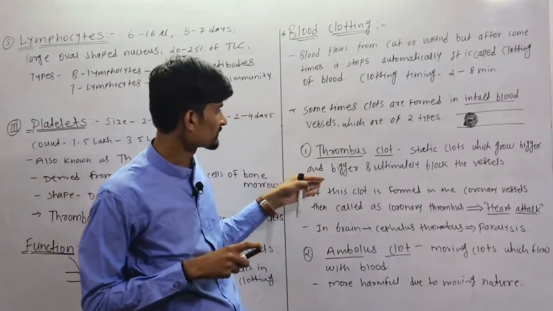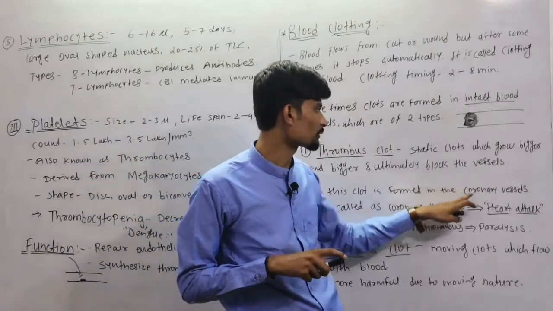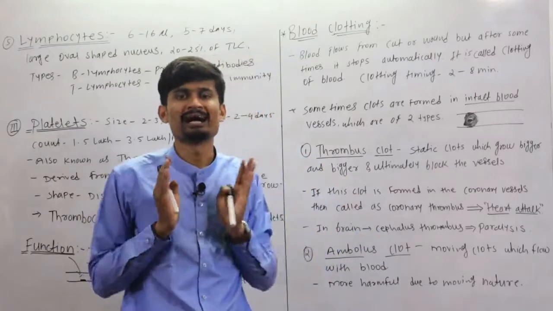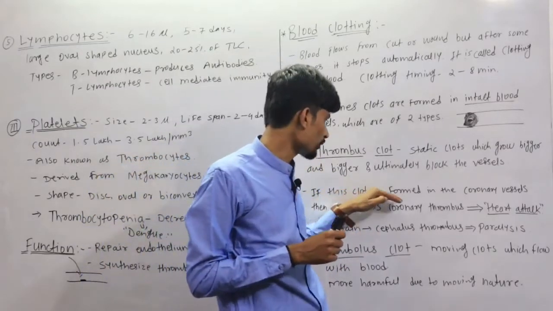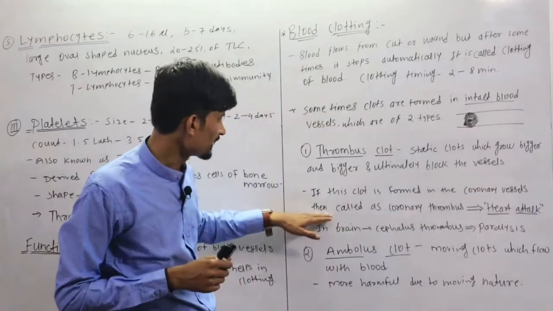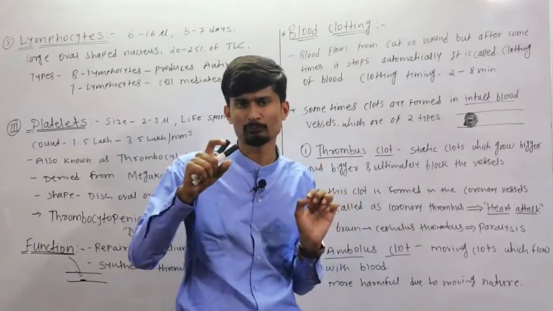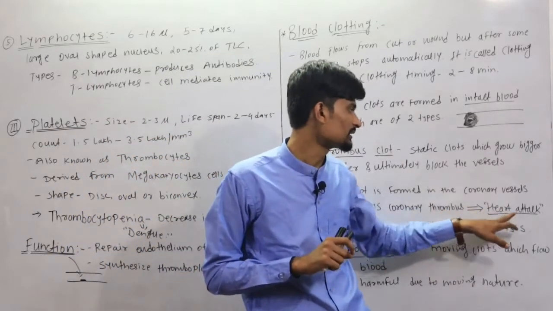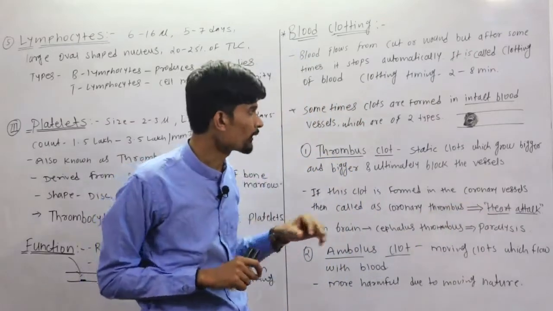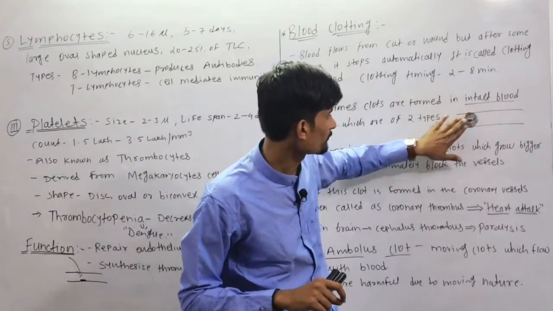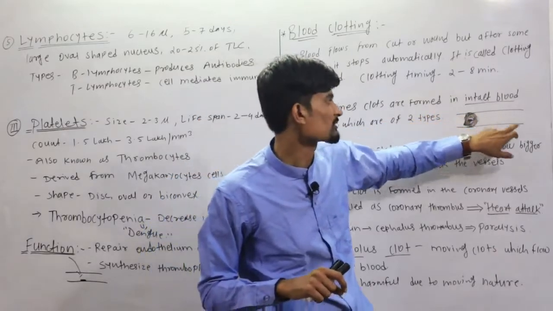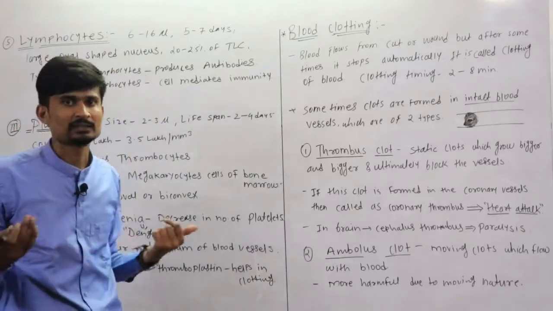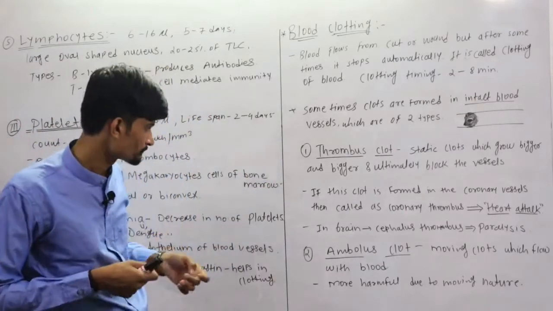If such a thrombus clot is formed in the coronary vessels, the vessels of the heart, that is the coronary arteries, then it is called a coronary thrombus, and that can cause a heart attack. Due to obstruction in the blood flow by the thrombus, the blood supply to the heart muscles will be stopped, and then cells start to die. That condition is called a heart attack.